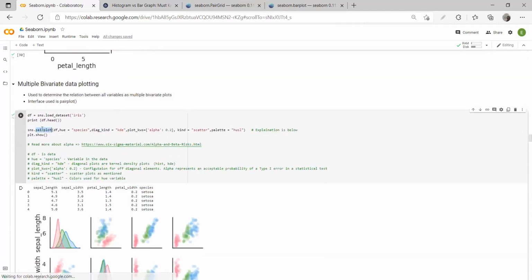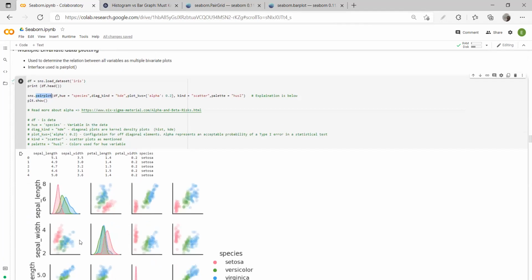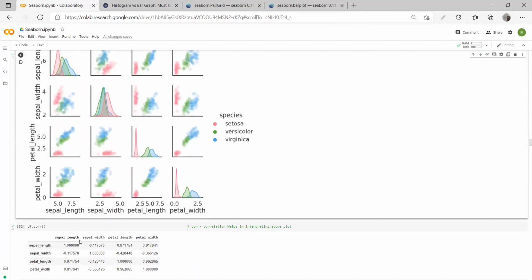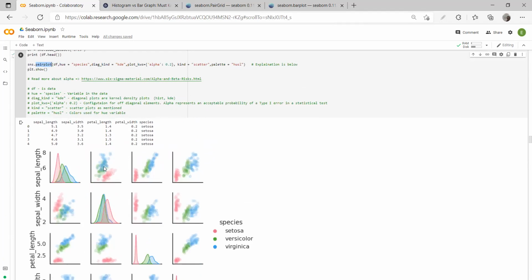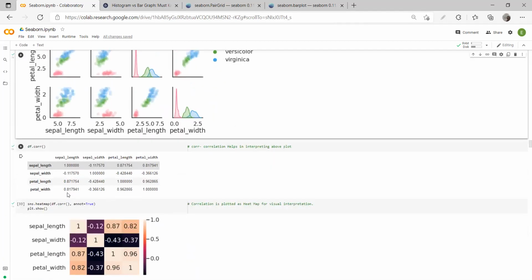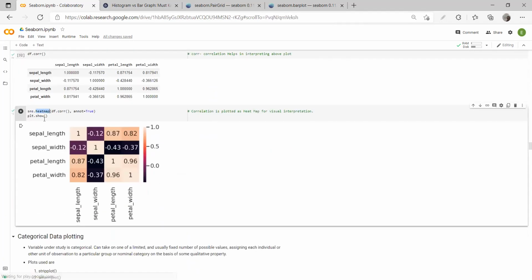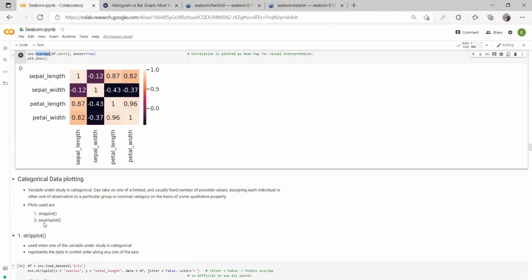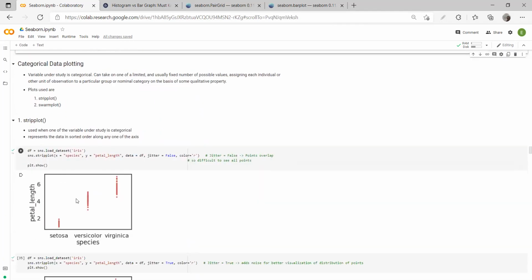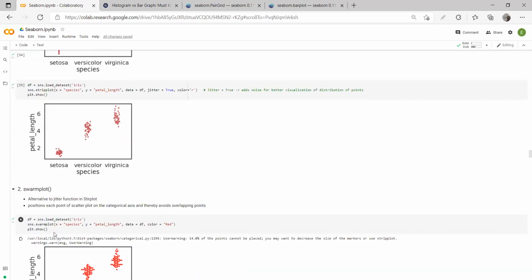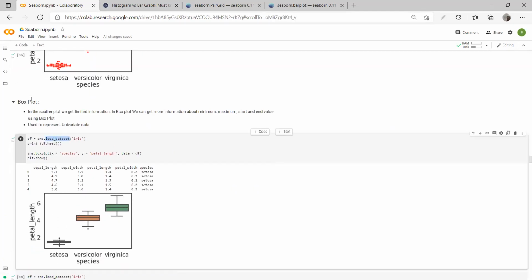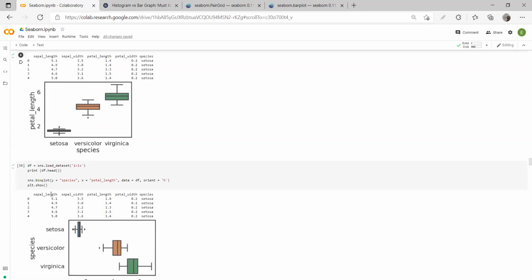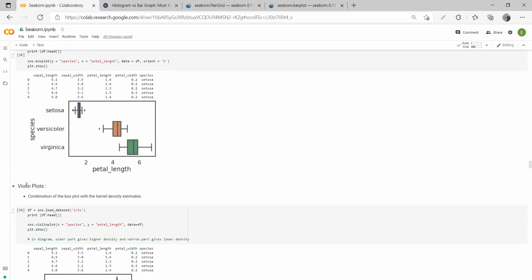Pair plot is really very important. We have covered it over here, as well as shown the different parameters that are possible. So pair plot is very, very important. You have to do pair plot for sure. Heat map is also very important. Strip plot not important, leave it. Swarm plot also leave it. Box plot very important. You have to look into box plot and see what are the different parameters that are possible.